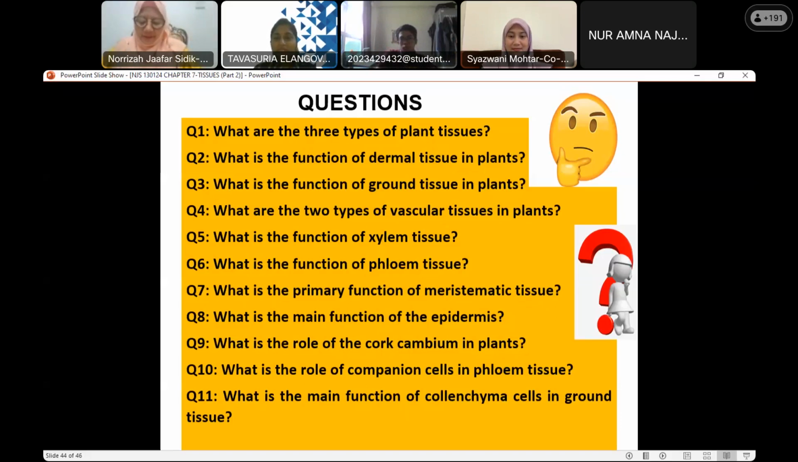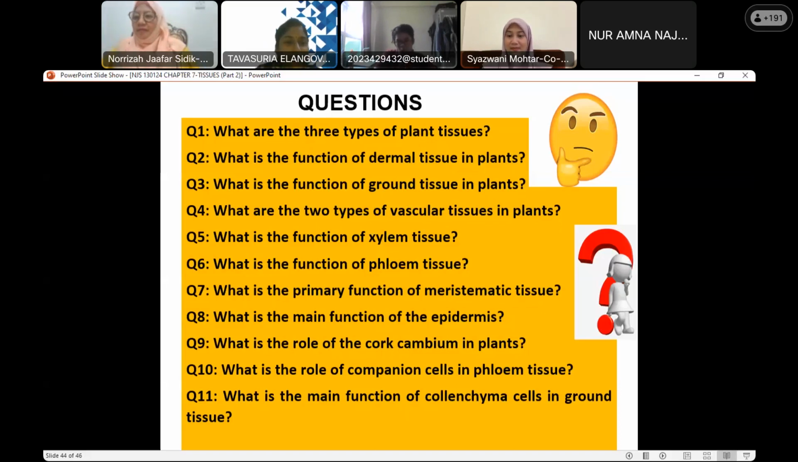Okay, good job. Ground tissues, right? So the ground tissue includes the parenchyma, collenchyma, and the sclerenchyma. Yeah, ground tissues. So next, what are the 2 types of vascular tissues in plants?